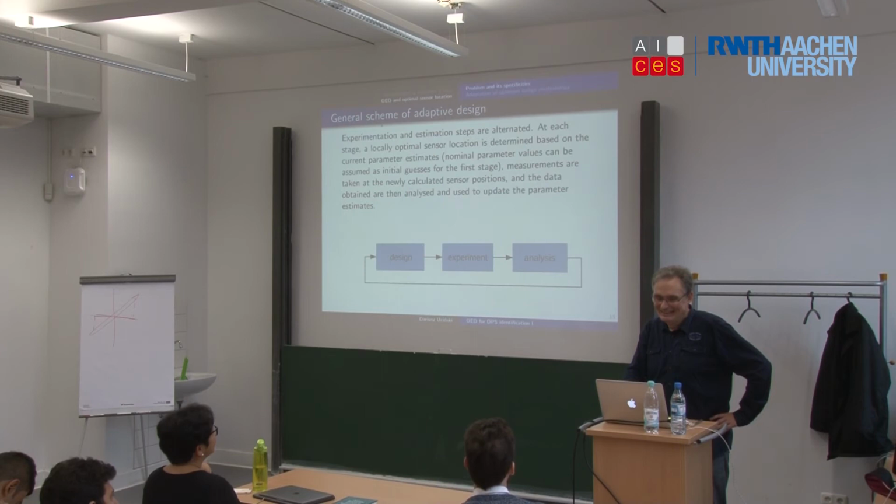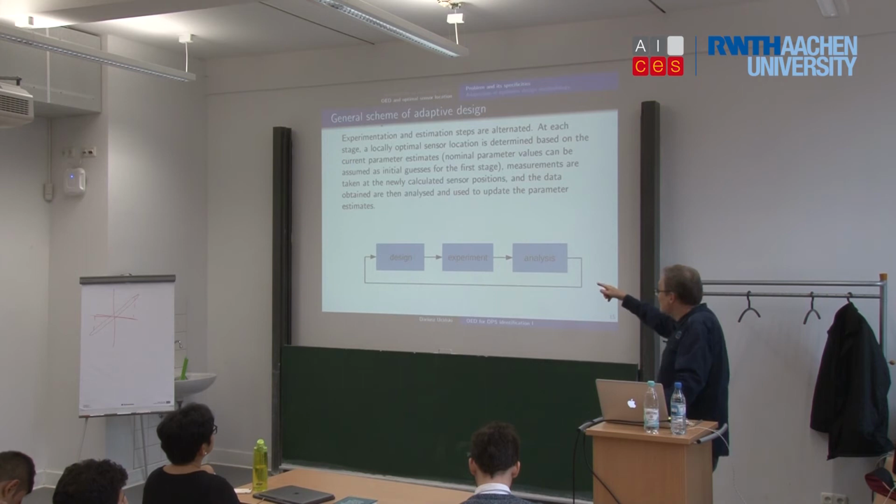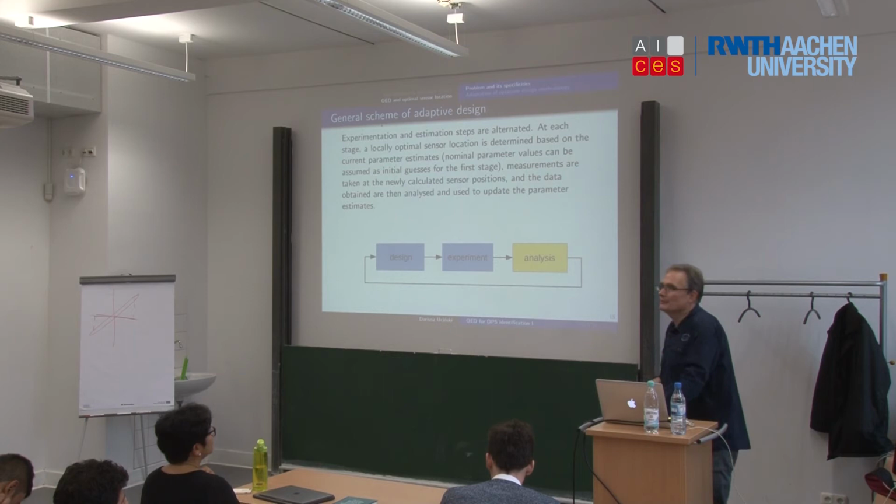So the problem is that we can use something which is called adaptive design. We can start from some prior, and we can design for this prior, maybe very bad. We perform some experiment. We collect some information about theta. We process this information, and we have an updated value of the parameter. We design the experiment for this updated value. We perform the experiment again. We analyze the result again. We update the value, and so on. So this procedure of adaptive design is maybe the most direct way of circumventing the problem.